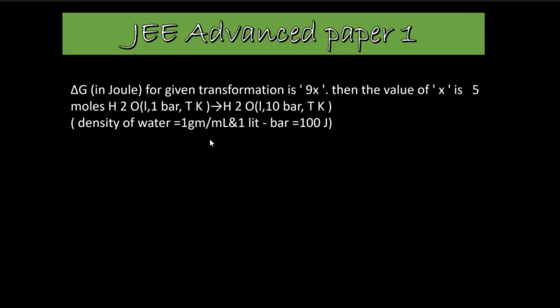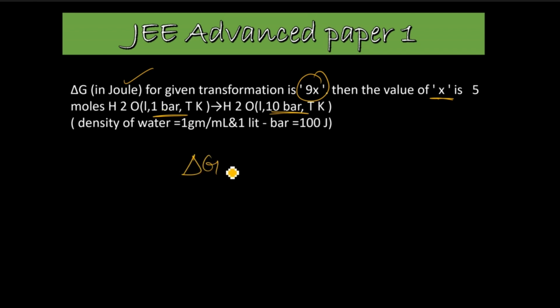This question, it is given delta G in joules. In the given transformation, that is 9x, then the value of x is our question. 5 moles of H2O is used, liquid state to liquid state, and 1 bar to 10 bar, temperature is T K and T K. And also they have given the density of water is this much, and 1 liter bar is equal to 100 joules. Okay, so let's do the calculation part.